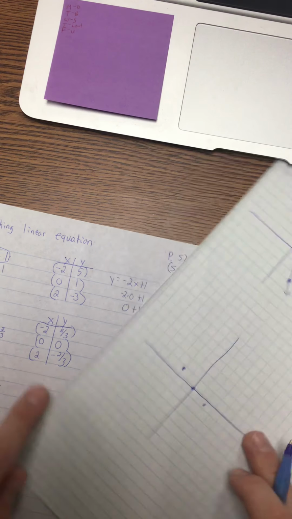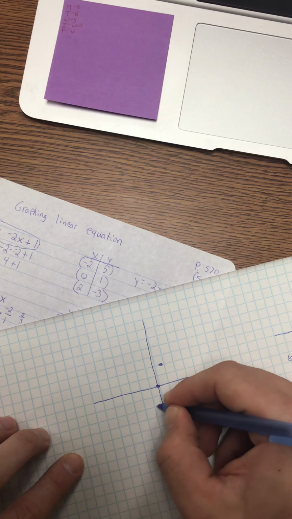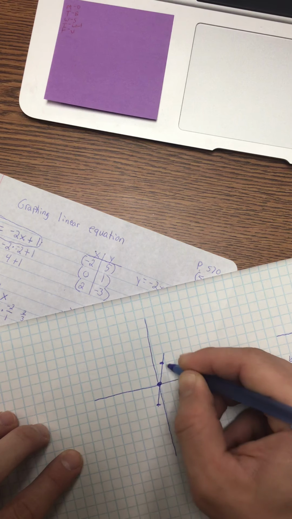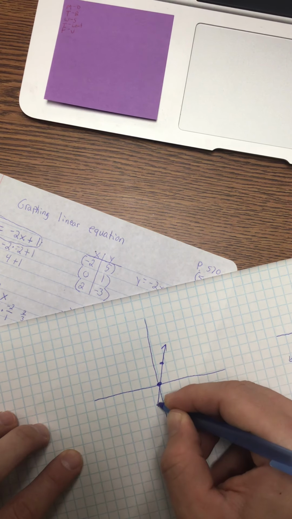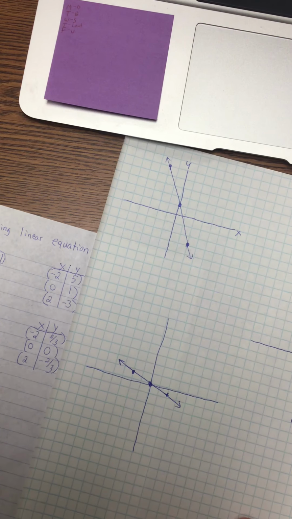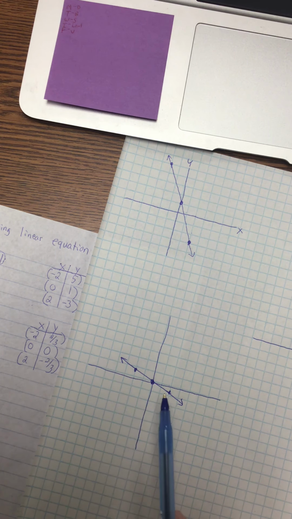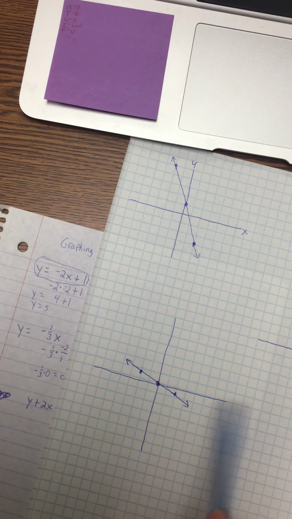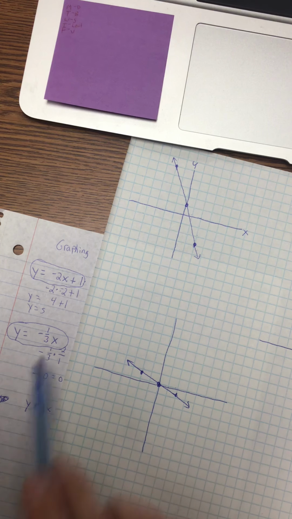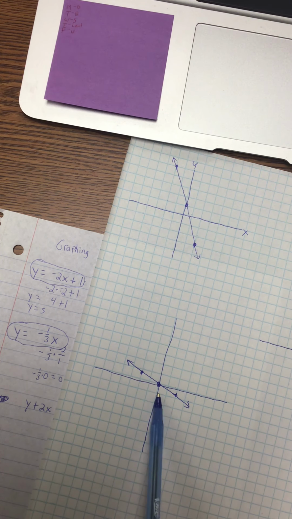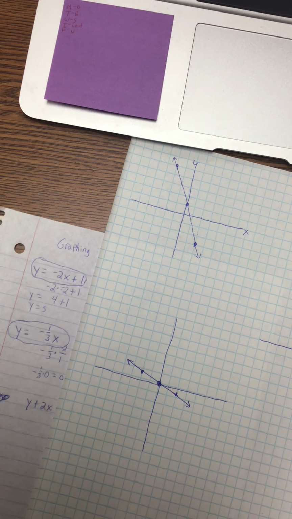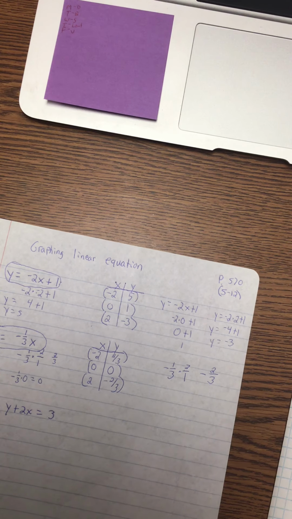All right. And then that is my line, my linear equation. That's my line for this equation. Okay, so this is the line that is formed when I have y equals negative 1/3 x. Okay, all right, last example I'm going to show you.